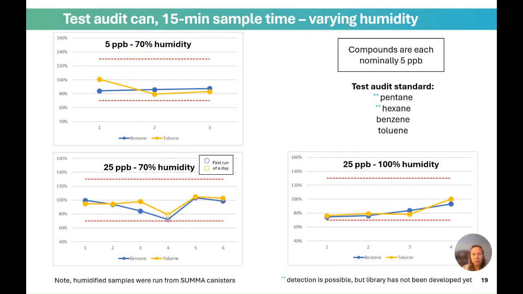This next test shows, again, the test audit can with the compound listed to the right. Each compound here was nominally about 5 parts per billion, and the sampling time was set to 15 minutes with varying humidities. This summary shows that for all of the tests completed using this test audit can and 15-minute sampling times, the VOC analyzer was capable of accurately measuring the indicated concentration of gas. Please know that pentane and hexane are also detectable by this VOC analyzer, but again, the libraries have not been built out yet.